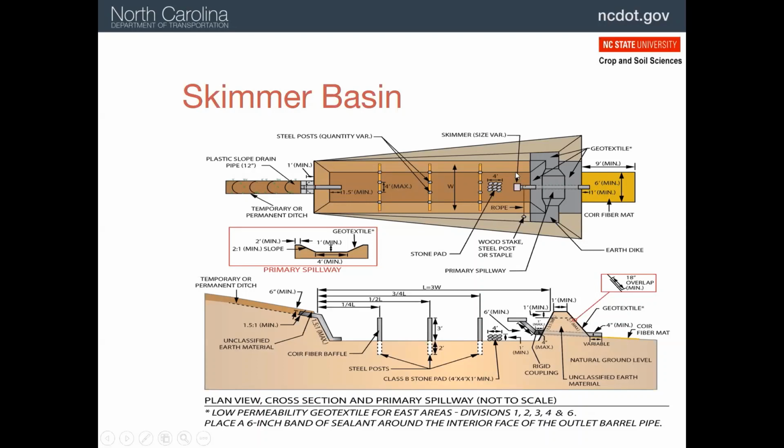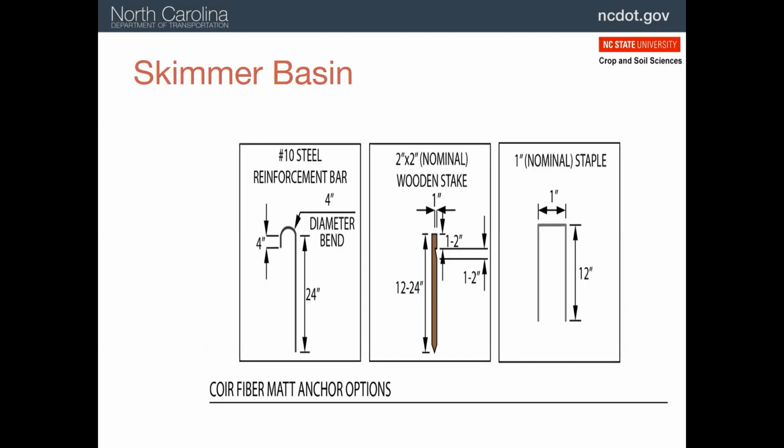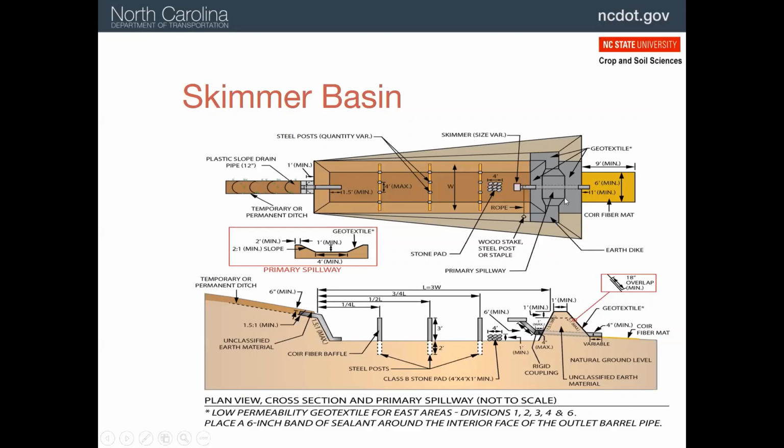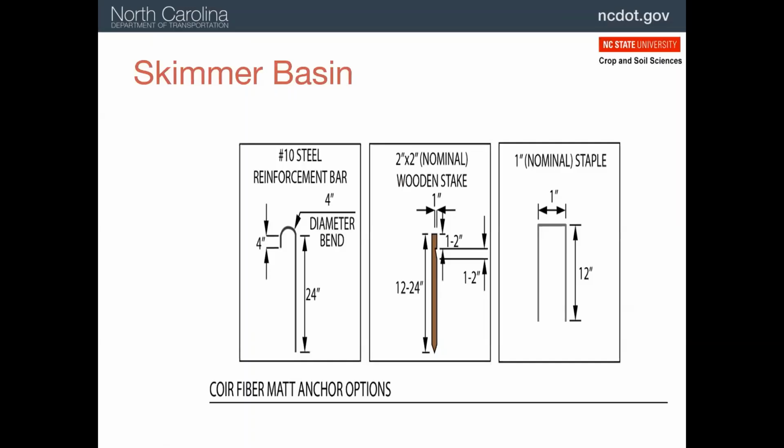There's a Class B stone pad under the skimmer right there that prevents the skimmer from sticking onto the bottom. The geotextile on the dam, we'll go back to that. So this is all covered with geotextile, can be stapled with any number of these staples. I think most of them are going to be using the typical staple as you see on the right.